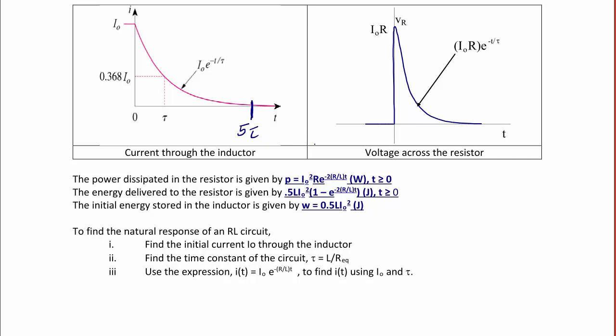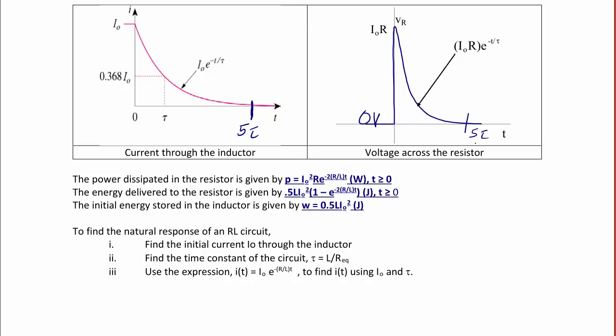However, the voltage across the resistor, which is parallel with the inductor, actually starts out at 0 volts, and then right when the inductor starts discharging, the voltage across the resistor spikes up to I0R, and then it also exponentially decays, reaching the final value by 5 tau. The power dissipated by the resistor is I0 squared e to the negative 2R over L t.